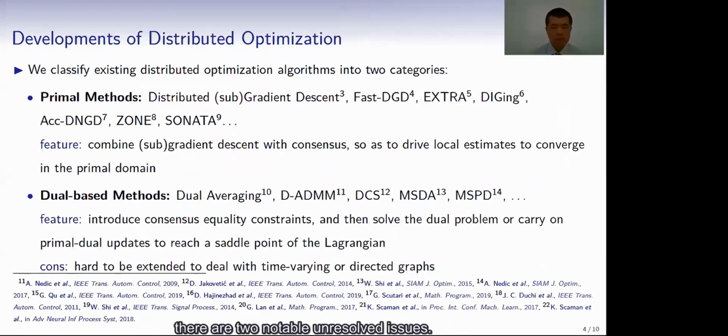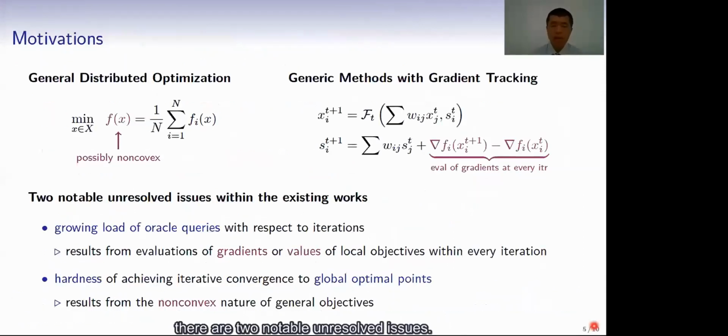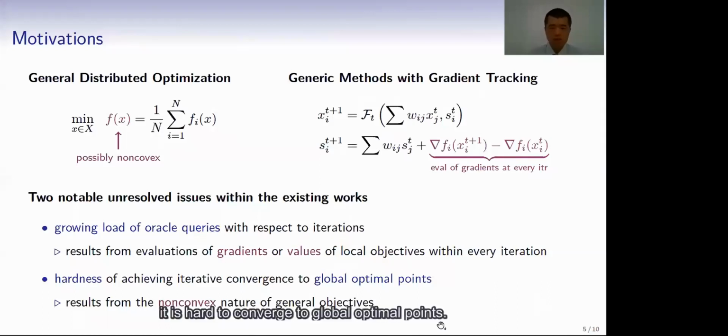However, there are two notable unresolved issues. First, for most existing algorithms, the number of evaluations of gradients or values of local objectives grows with respect to iterations. This can result in large burdens in certain cases. Second, for non-convex problems, it is hard to converge to global optimal points.